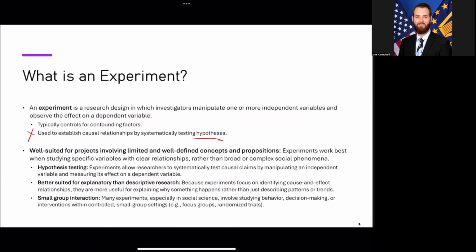Experiments are very well suited for projects involving limited and well-defined concepts and propositions. They work best when we have clear relationships. We have a clear ability to control what the intervention is. We have a clear ability to control the confounding factors and introduce something, whether, in a drug trial, that might be a new medication; in a psychology experiment, that might be exposure to information; in a laboratory, that might be addition of a chemical or additional heat. So in those scenarios, there's potentially clear relationships, there's clear criteria, and they work really well for those types of situations.